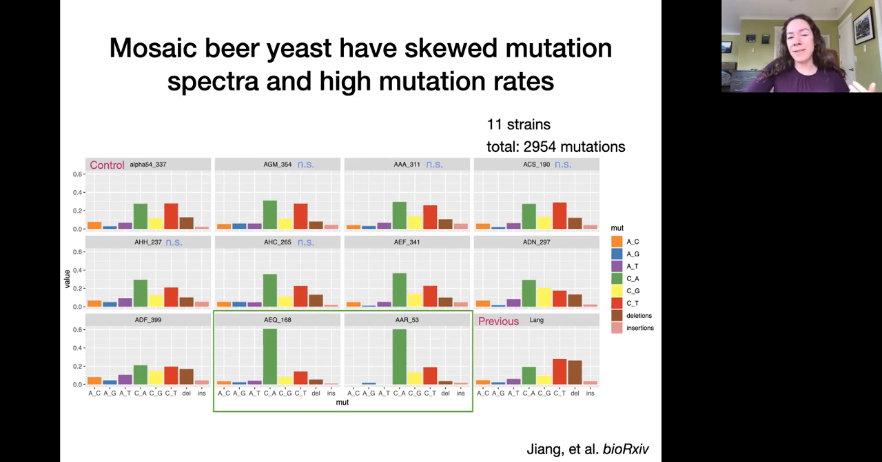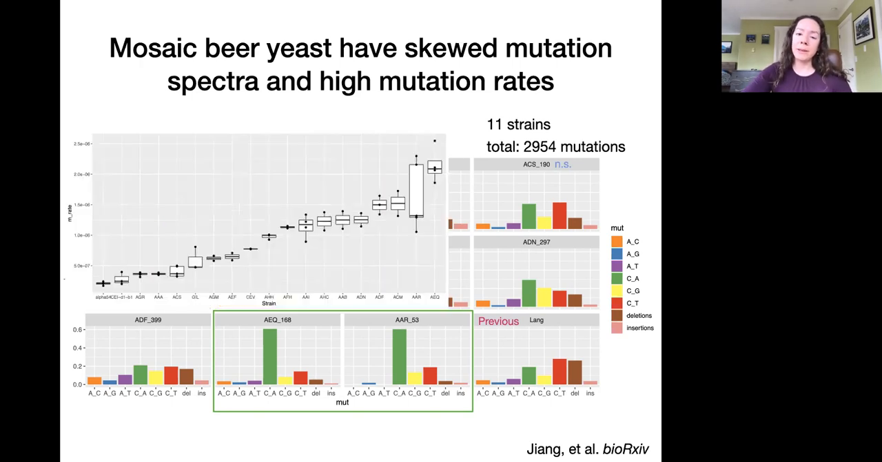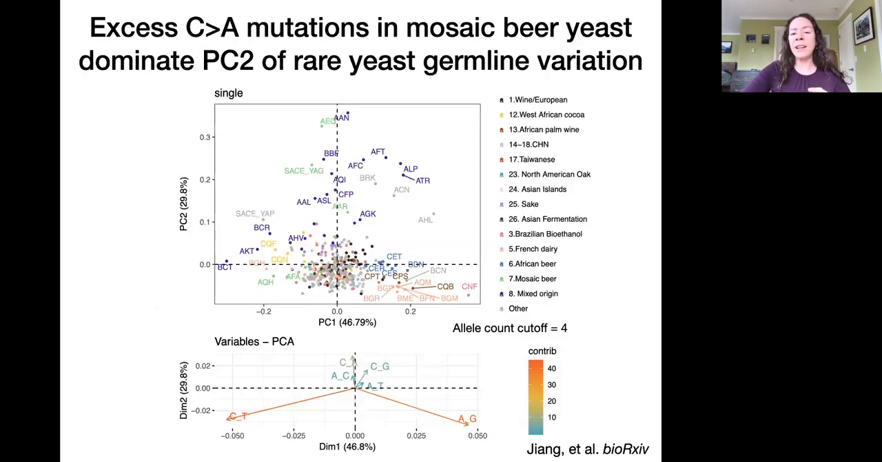These strains are related to each other. They're both classified as mosaic beer yeast, and they actually have about a 10-fold higher mutation rate than the other yeast, as well as the skewed spectrum. This shows their mutation rates compared to the others in our assay. And if we do a PCA just of the mutation spectra of rare variants across these yeast, that makes the mosaic beer yeast pop out.